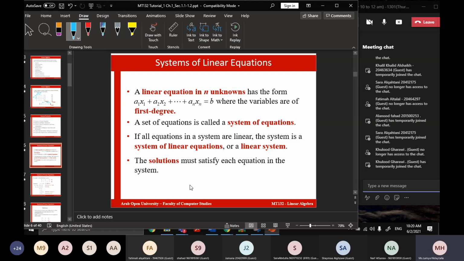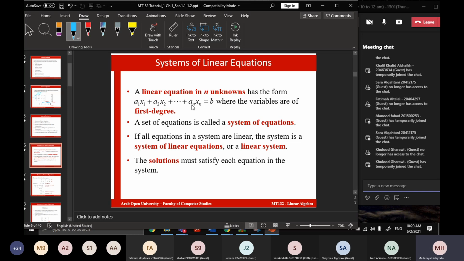In our secondary schools, we knew what linear equations are, what a system of linear equations is, and how we solve it. But again, we're going to do it here. Previously in secondary school, we solved it using certain methods, by substitution and by elimination. Here in this course, we will solve it using matrices.